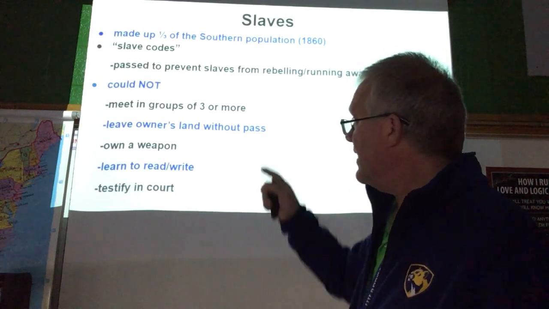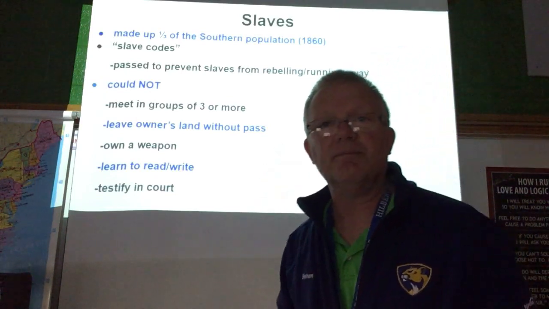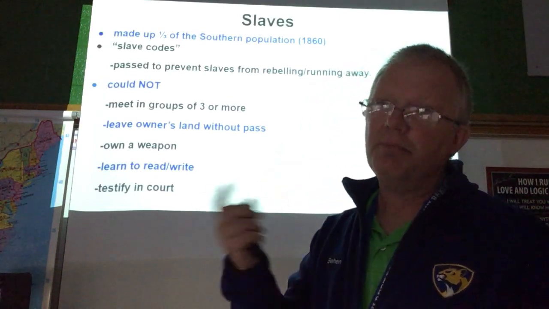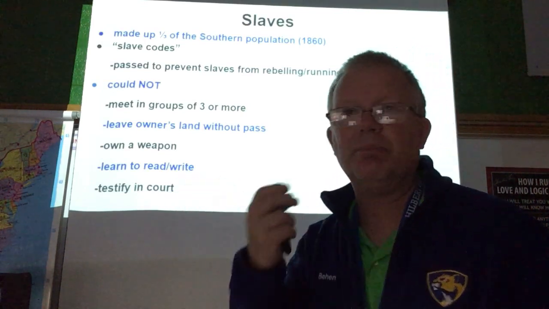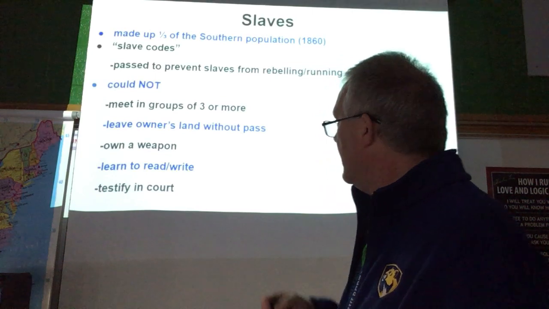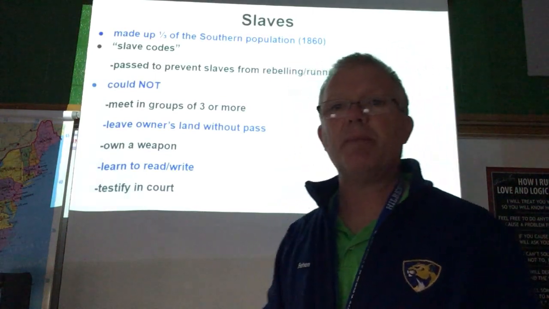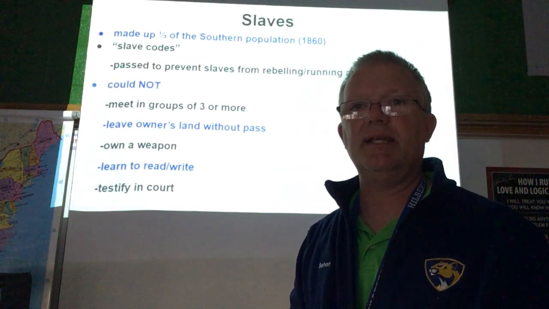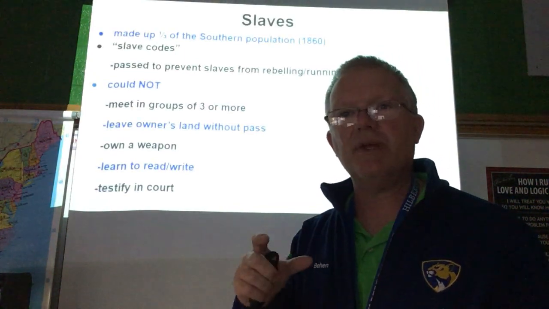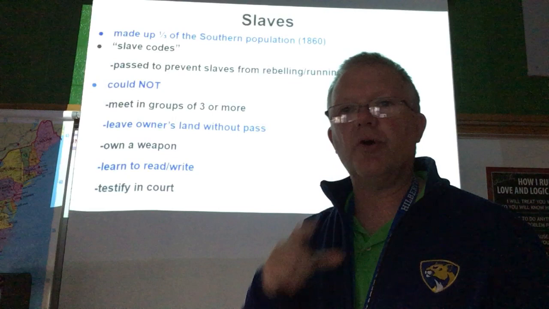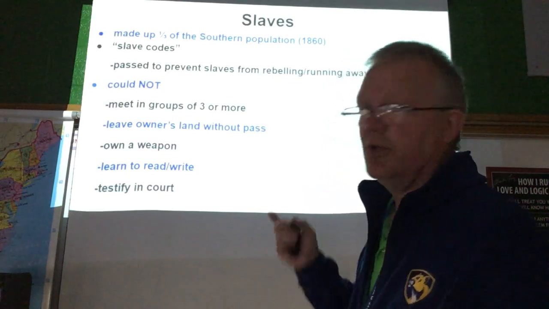They could not meet in groups of 3 or more. If they were meeting in large groups, the thought was that maybe they're planning an escape, maybe they're planning something. They could not leave the owner's land without a pass. If the slave was sent on a mission, he would have to have a written note from his owner explaining what he was doing. They couldn't own a weapon.